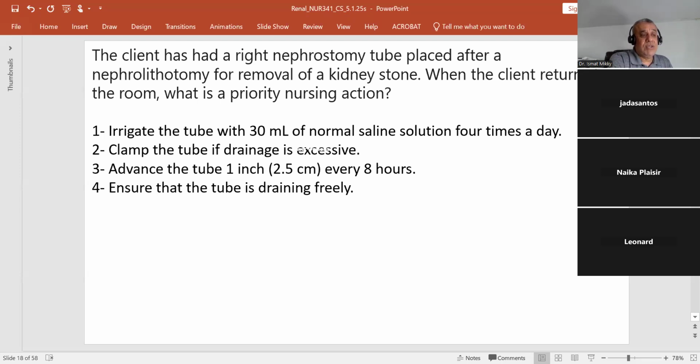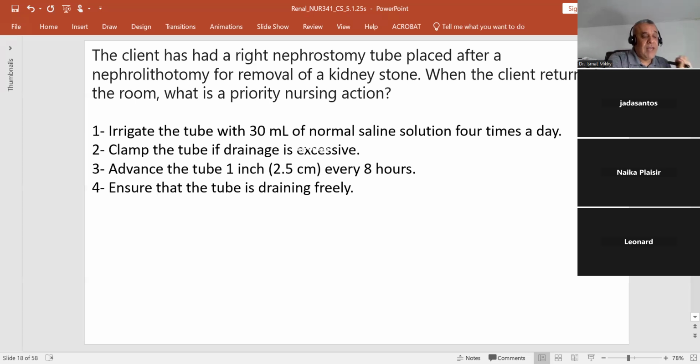So when the client returns to the room, what is the priority nursing action? This is right after the nephrostomy tube has been placed, after the nephrolithotomy procedure and removal of the kidney stones. If they're going to insert a tube, I would expect to ensure that the tube is draining. That's the most important. Urine is going to be freely flowing in that tube.